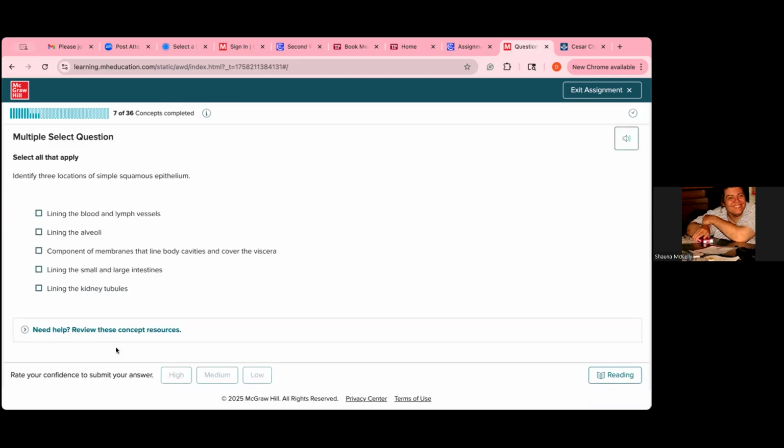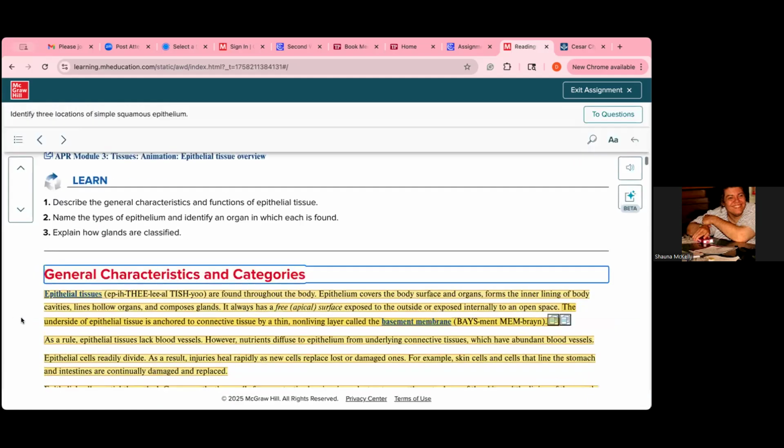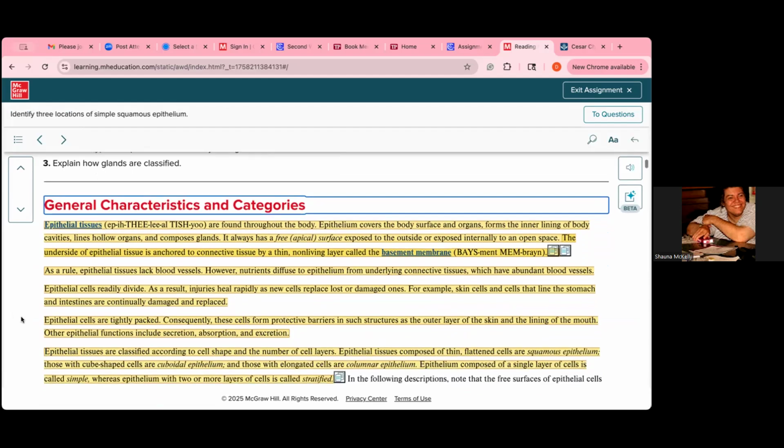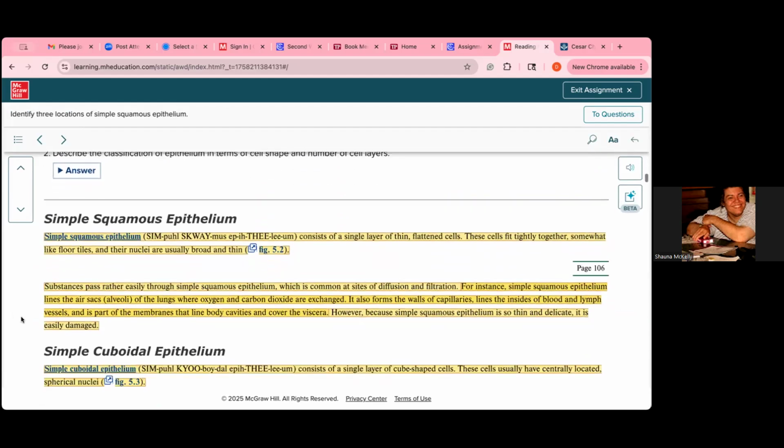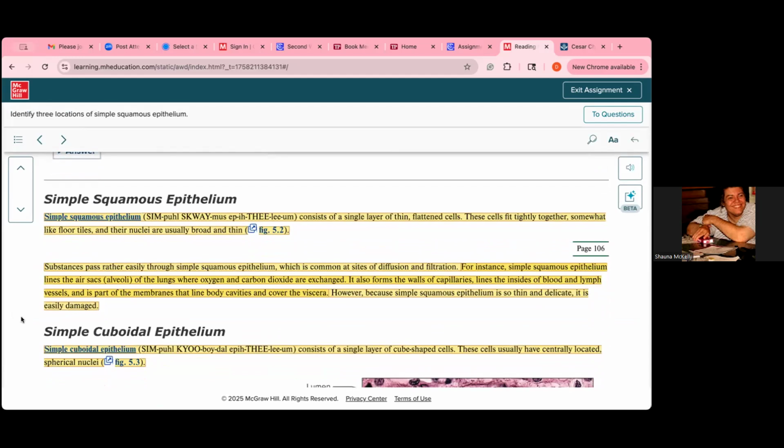Identify three locations of simple squamous epithelium. So we might need to go back and look at that. They're common at sites of diffusion and filtration, but we didn't read about the locations yet. So you want to read that? So we need to scroll down to where simple squamous epithelium is. Okay.